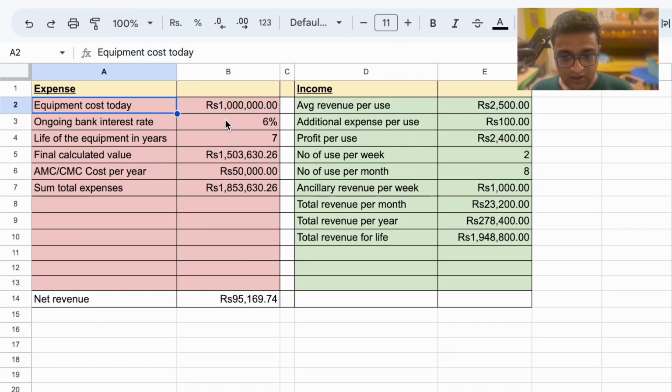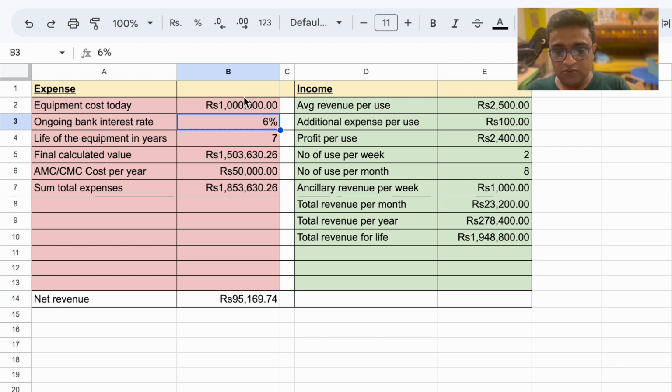Here you are able to see this small Excel sheet, with a few columns and some figures. Let me recap these figures. On the left side of the screen, the red part shows the expenses, and the green part shows the income. Let's take an imaginary equipment, not so imaginary. Let's look at a simple equipment in ophthalmology, which is called a YAG laser. Should you actually buy a YAG laser, or should you be utilizing the services of a third party? This is what we are coming to.